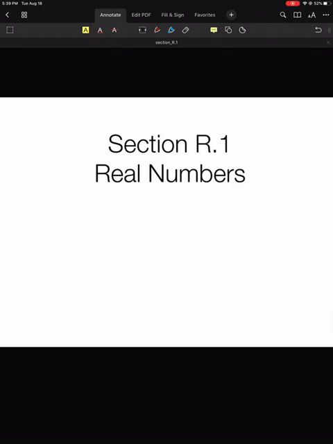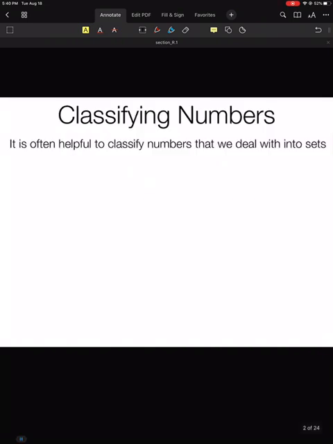Hi everyone, in this video we're going to talk about section R.1, real numbers. This section is going to be an overview of some of the background material that we'll need later on in the course. So first I want to start by talking about classifying different numbers into sets. This is often done in mathematics. It's often helpful to classify what numbers we deal with and what kind of groups they're in. So what do I mean by that?